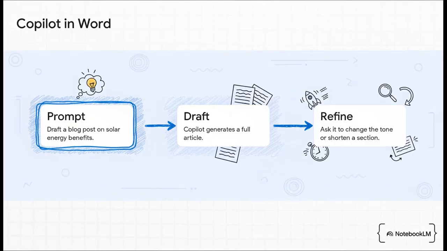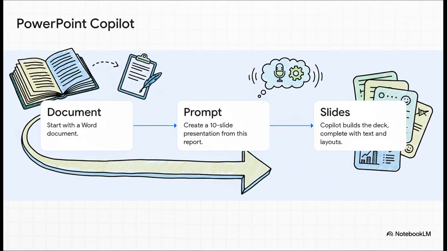So imagine this. You're in Word, staring at that dreaded blank page. Instead of panicking, you just give Copilot a simple prompt, like draft a blog post about solar energy. And bam, in seconds, you've got a full article. From there, you can just tell it, hey, change the tone to be more professional, or make the section shorter. It's pretty wild.